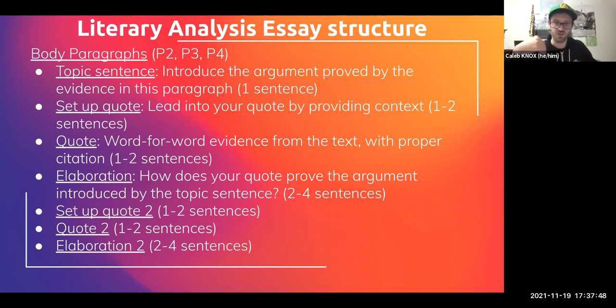There's no length requirement other than follow the formula. Make sure you've given the appropriate number of sentences to each thing.